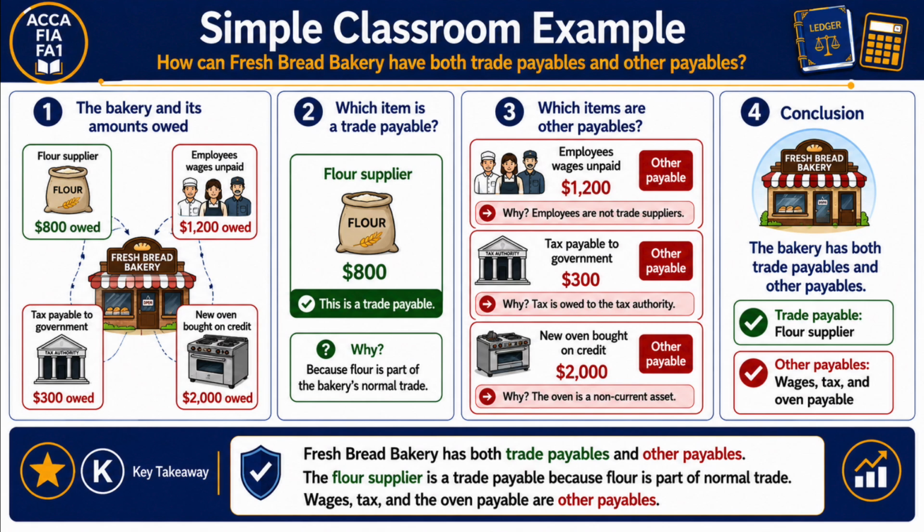It owes tax of $300 to the government. This is an other payable because the business must pay the tax authority. It owes $2,000 for a new oven bought on credit. This is an other payable because the oven is a non-current asset. So the bakery has both trade payables and other payables. The flour supplier is a trade payable. The wages, tax, and oven payable are other payables.